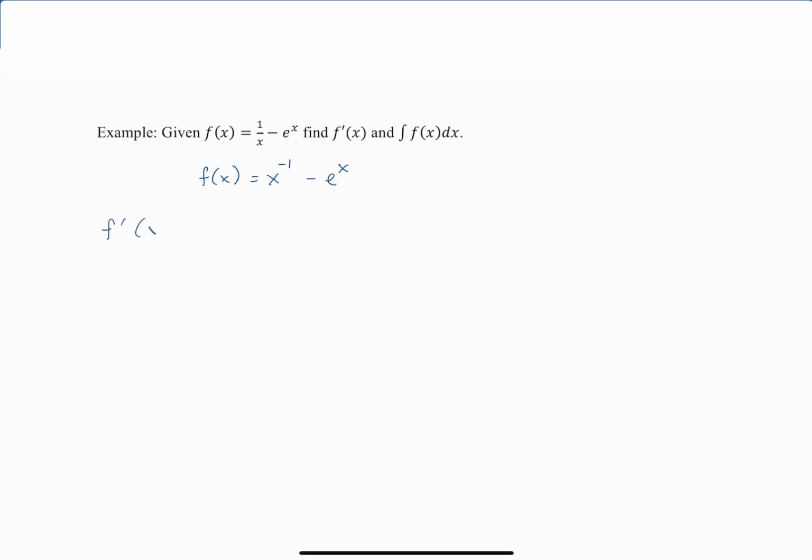Okay, so f prime of x, I use the power rule for differentiating, which says bring the power down front and subtract 1 from the power. And then I keep the minus sign that's between the terms, and the derivative of e to the x is e to the x. So I used two different rules. I used the power rule. That was probably in chapter 2, and I used the e to the x rule. That was from chapter 4.